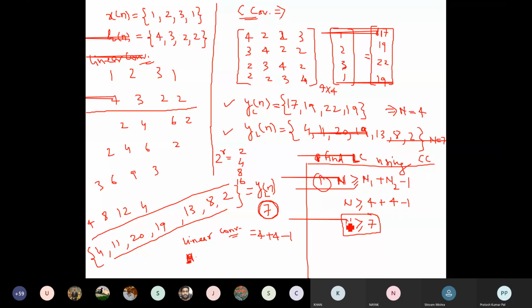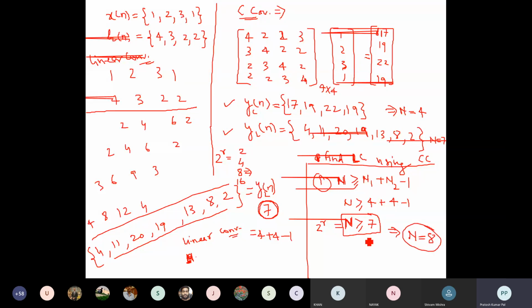So the capital N value that we are finding should match any of these. If it is greater than 7, the best match possible is 8. That means we can take an N value that is greater than 7 and satisfies the 2 to the power r concept. The closest value satisfying this condition is 8, just greater than 7. So finally we will assume N value will be 8.